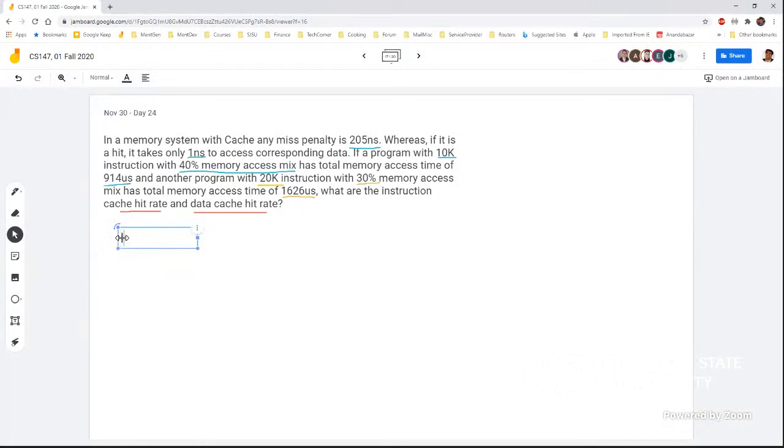Actually, my calculation is these two numbers. Your instruction cache hit rate is about 0.7561, and data cache hit rate equals about 0.5122. I may be wrong though. Let's see what I get when I approach this problem.